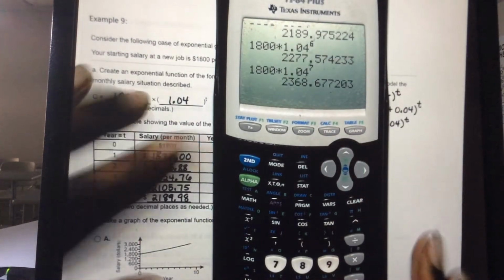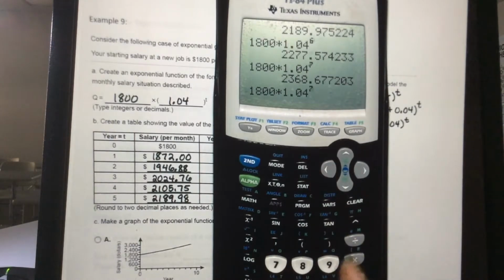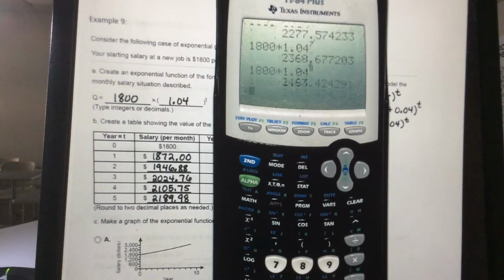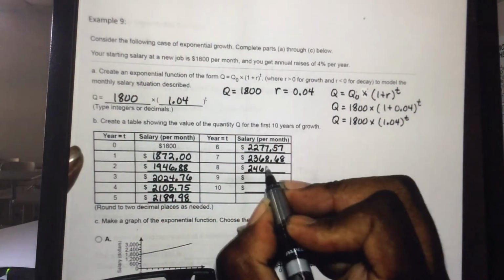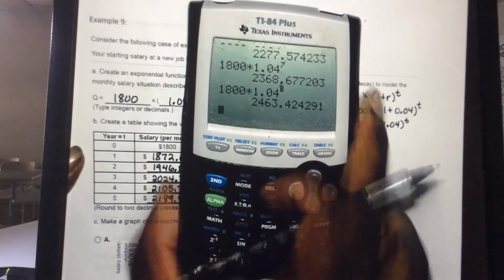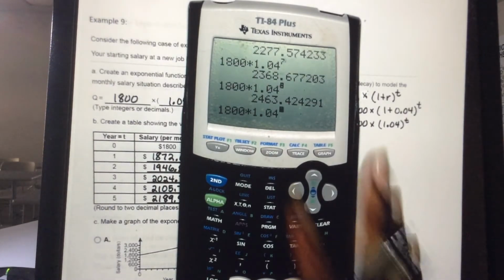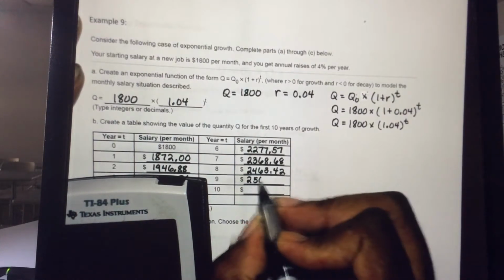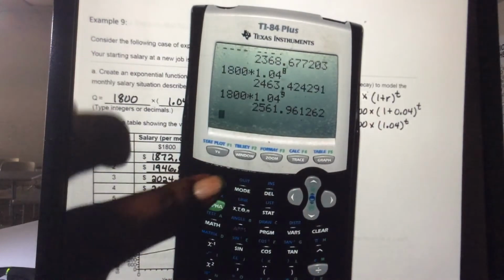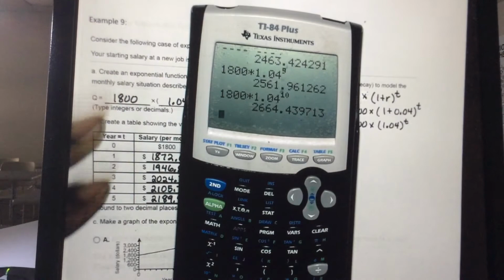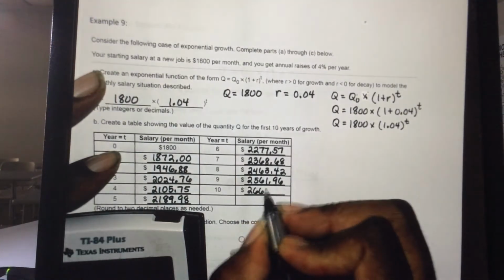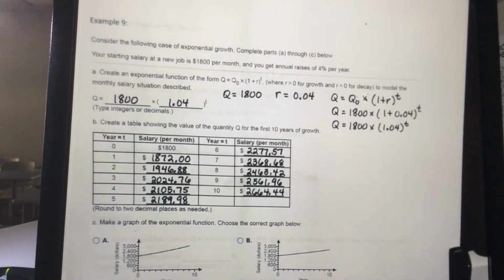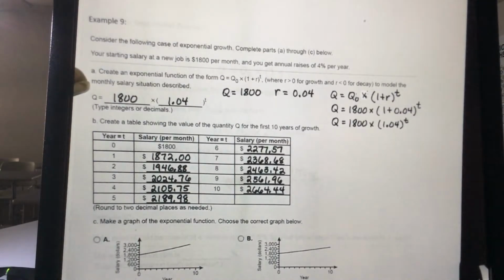And then year 8, second enter, left arrow, change that 7 to an 8. So year 8, $2,463.42 after year 8. And then year 9, so we'll do second enter again, change the 8 to a 9. This will be $2,561.96. And then finally year 10. Change that 9 to a 10. So it'll be $2,664.44. Okay. So that's our table right there for this particular situation for the first 10 years.